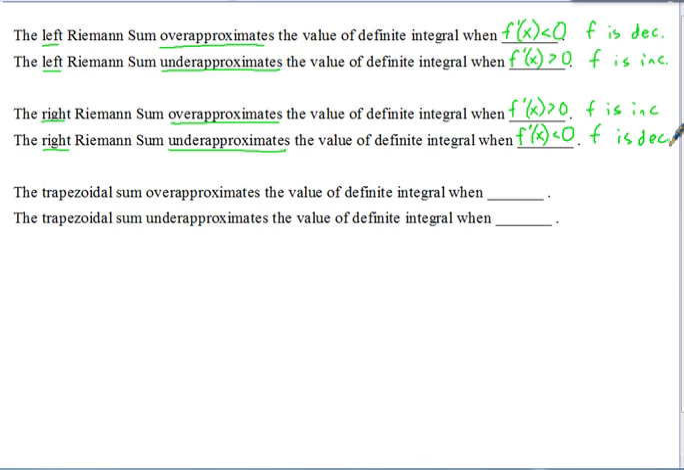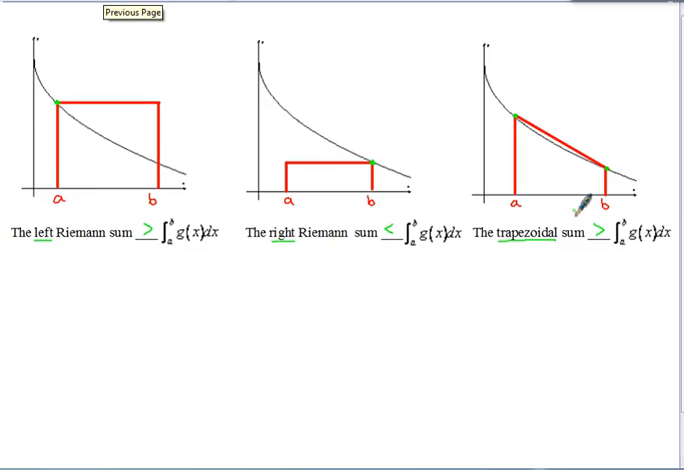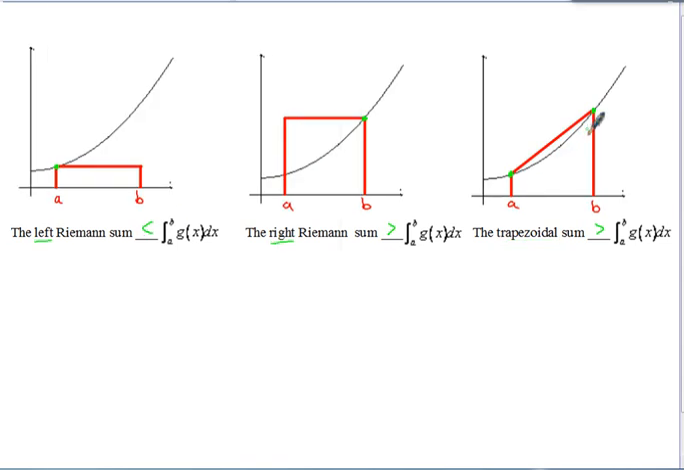That's because depending on if the graph is increasing or decreasing will determine whether the left or right endpoint, which one is above the graph and which one is below the graph. Well, let's see if it's the same or a different cause for the trapezoidal sum. Over approximates. Well, that would be this graph. Let's look at our third column here. And this graph. Well, notice this one, the third graph is decreasing. This graph is increasing. So it can't be the same cause as our left and right Riemann sum.